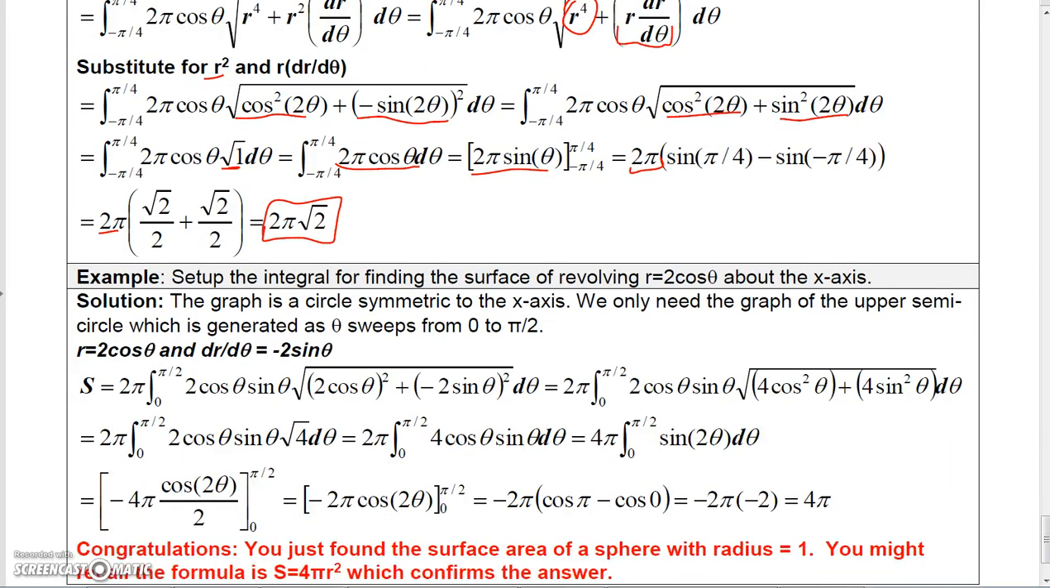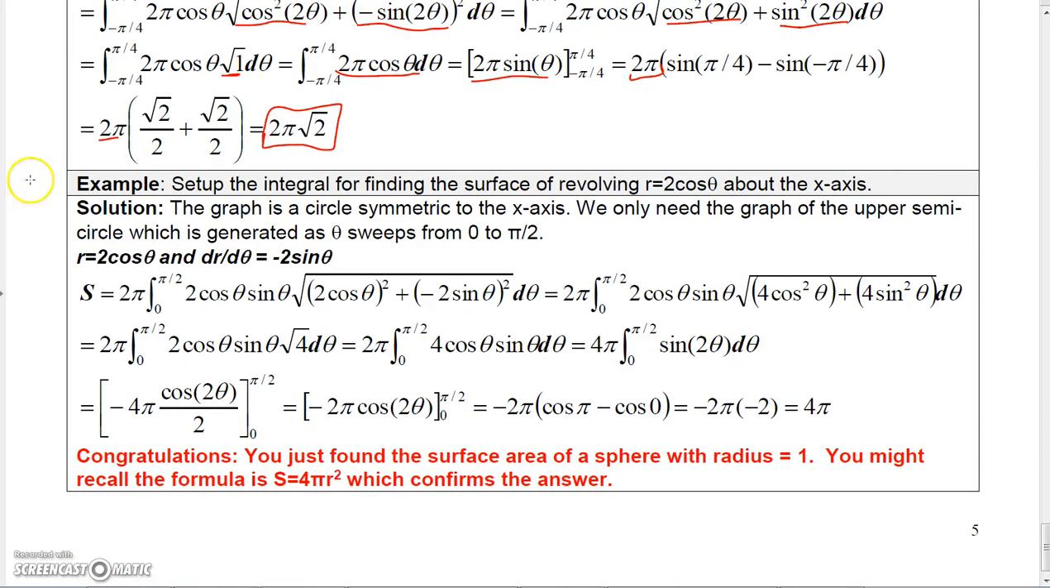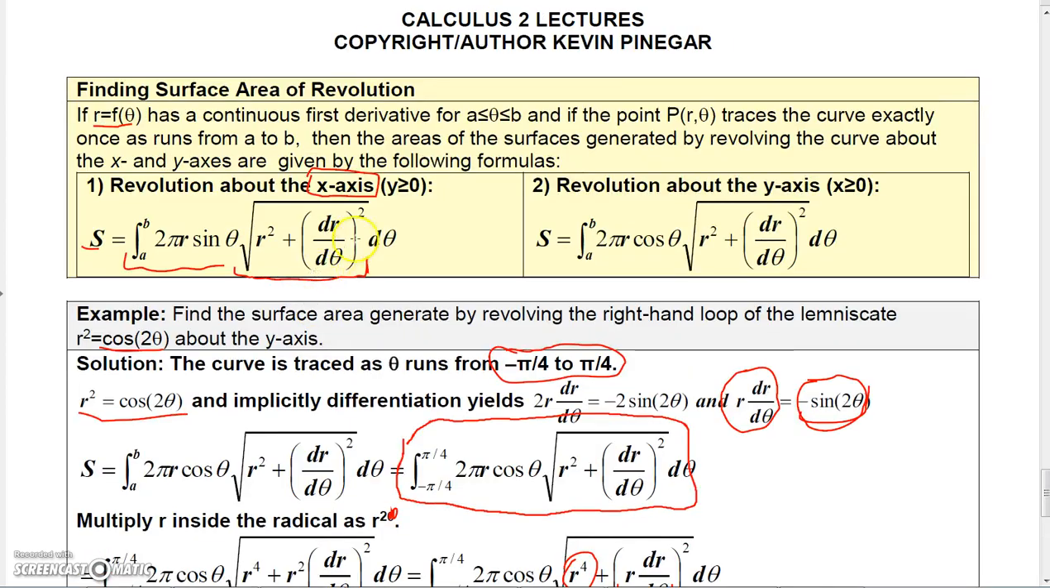Okay? All right. Let's do one more here. Set up the integral for finding the surface area of revolving r equal 2 cosine theta about the x-axis. Well, the graph is a circle symmetric to the x-axis. So we only need the graph of the upper semicircle, okay, which is generated as theta sweeps from 0 to pi over 2.